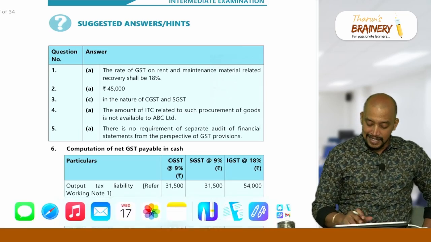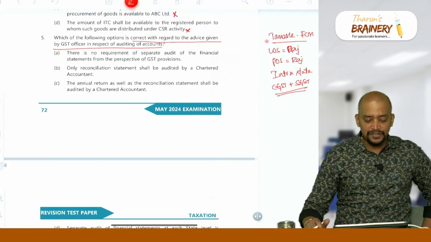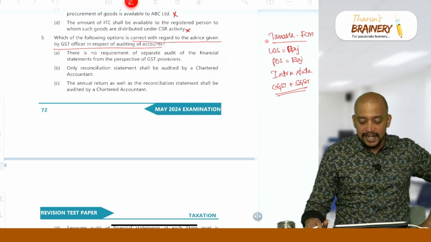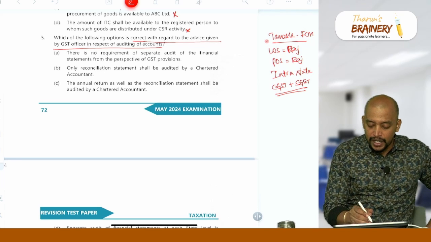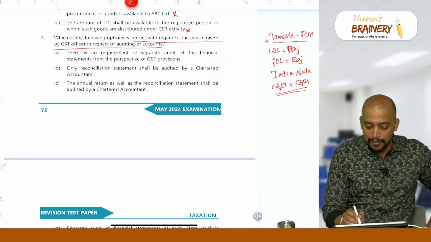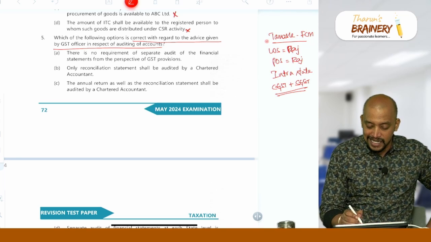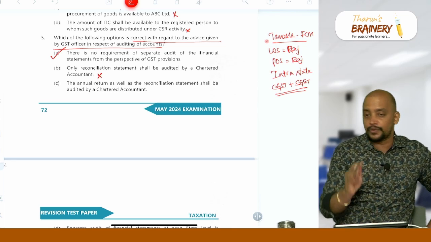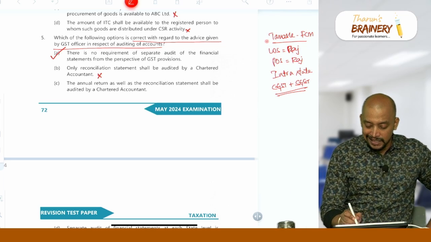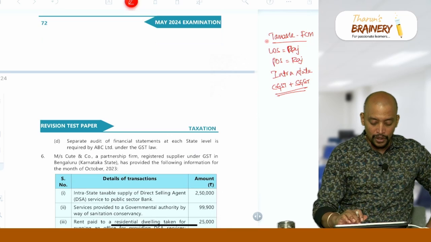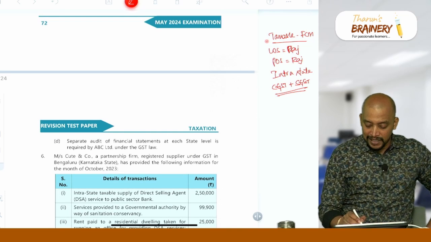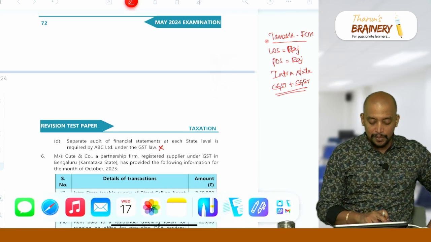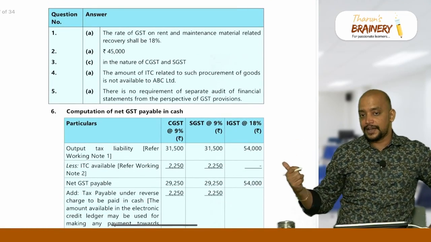Yes, got it? Then next one, which of the following options is correct with regard to advice given by GST officer in respect of auditing of accounts? There is no requirement of separate audit of financial statements from the perspective of GST provisions. Yes. Only reconciliation statement shall be audited by chartered accountant. No. The annual return as well as reconciliation statement shall be audited by chartered accountant. No. Separate audit of financial statements at each state level is required by ABC under GST law. No. So there is no requirement of audit. So answer is A. You understood?